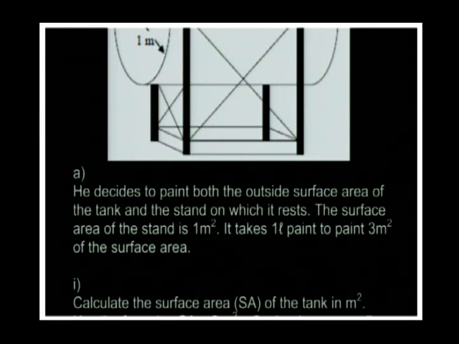He decides to paint both the outside surface area of the tank and the stand on which it rests. The surface area of the stand is 1 meter squared, and it takes 1 liter of paint to paint 3 meters squared of the surface area. Oh, my goodness. Guys, this is another question where there's so much information, I'm getting confused before I even start. But what we need to remember is this, that Wayne bought a second-hand diesel tank. So he obviously got it at a very good price. That's why he bought it second-hand. But it's in a bit of a shambles. It's in a bit of a mess. And he decides, I've got to paint this whole thing.